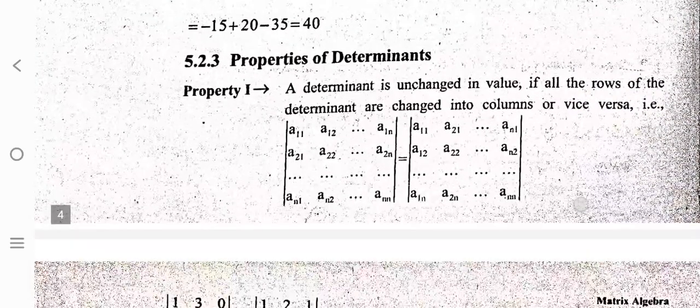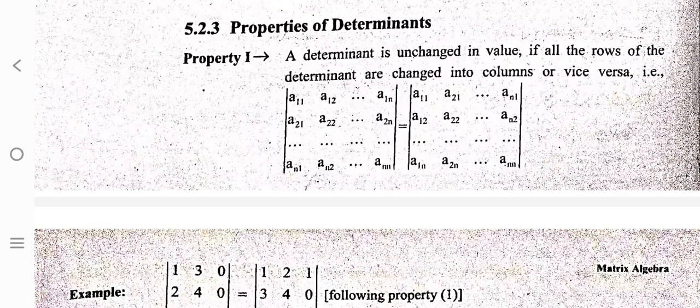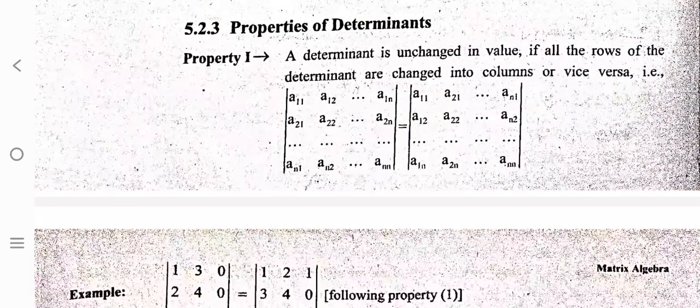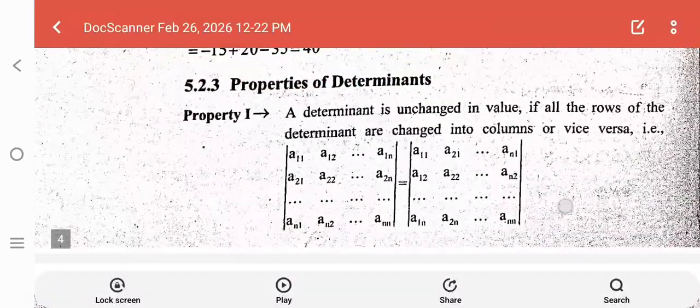Okay, today our topic is the properties of determinants. The first property: a determinant is unchanged in value if all the rows of the determinant are changed into the columns or vice versa. So if we change all the rows of the original determinant into columns, the value of the original determinant will be the same, unchanged, right?